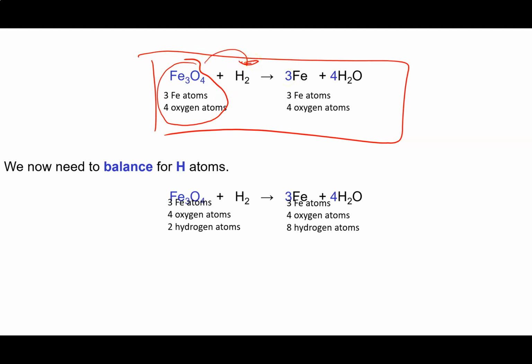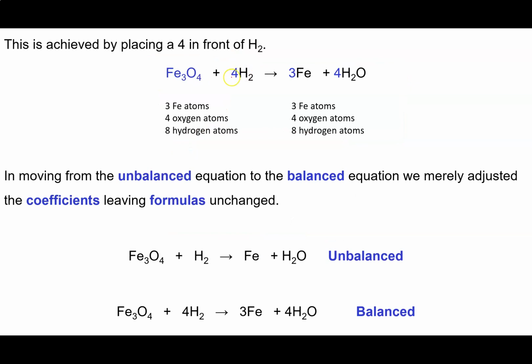And what I see now, my problem is that I've got 2 hydrogen atoms on the left and I've got 8 hydrogen atoms on the right. So how am I going to get my 2 up to 8? I'm going to have to multiply everything by 4, aren't I? So what I want to be doing now is putting a 4 in there. All right, there we go. So does it balance now?